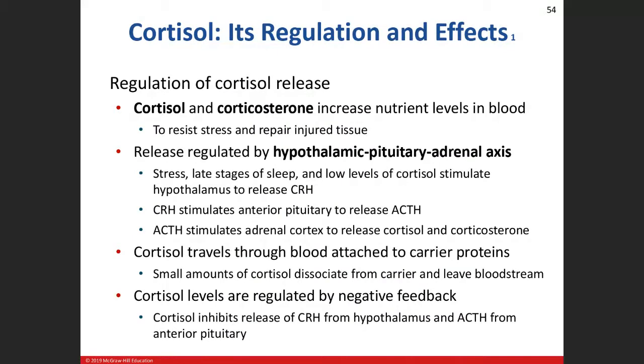So what are some of the stimuli? Obviously, like I said, stress. Remember how growth hormone was affected by sleep, certain times of the day or night? Growth hormone is going to be released in high concentrations and low concentrations, depending on what time of day it is. Same thing here with cortisol. In fact, growth hormone and cortisol have almost opposite release patterns. When one is high, the other is low. So late stages of sleep will release cortisol. When we're talking about growth hormone, it's going to be the early stages of sleep.